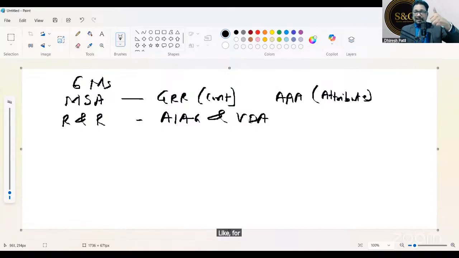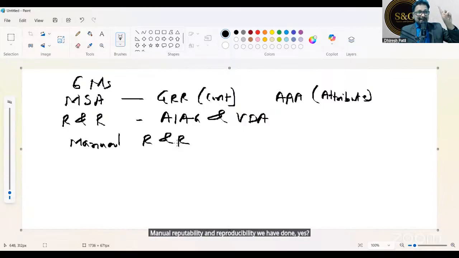For example, 10 samples, 3 people, 3 trials, 90 data points. Okay, what is repeatability? What is reproducibility? Then manual calculation of repeatability we have done. Manual repeatability and reproducibility we have done.